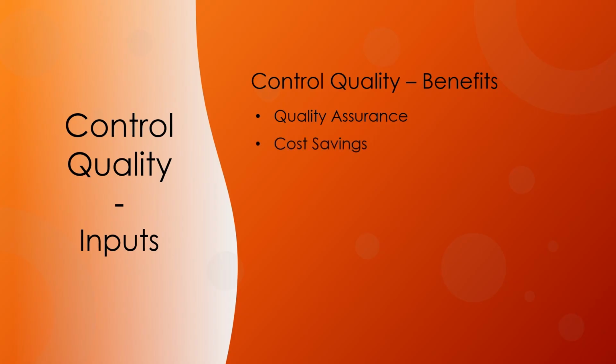Identifying defects early in the project prevents costly rework and corrections at later stages. This translates into cost savings as resources are efficiently utilized. By monitoring and controlling quality throughout the project, control quality reduces the risk of quality-related issues adversely affecting project objectives, such as schedule delays or customer dissatisfaction.